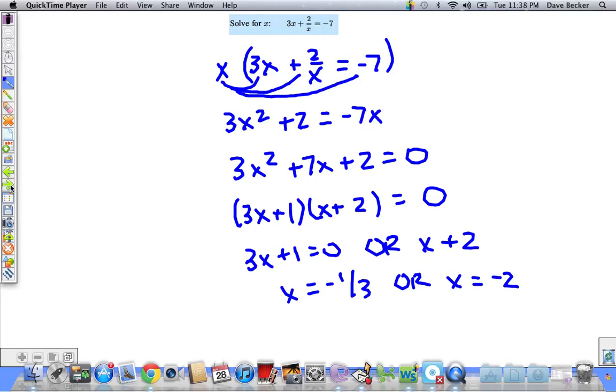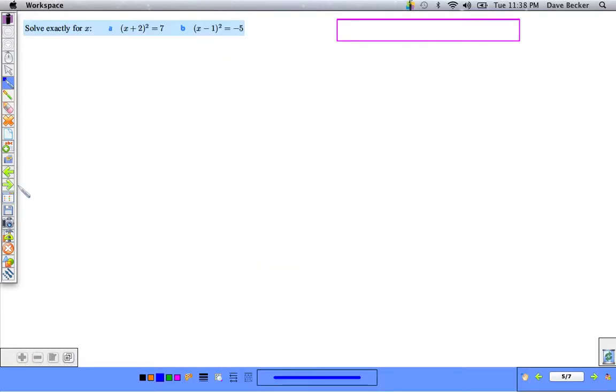Great fun. So let's have some more fun. Let's go on to what's called completing the square. And you don't quite see that yet, but let's just solve these real quick.